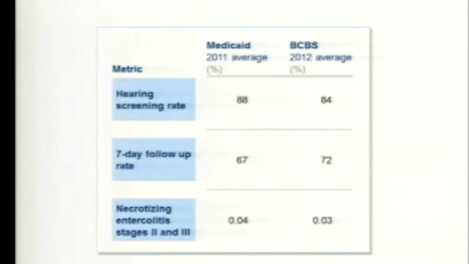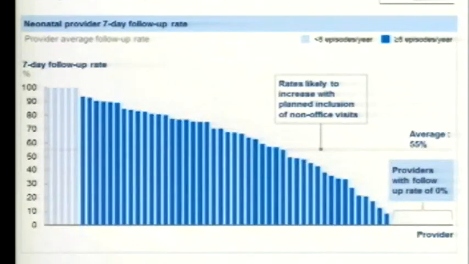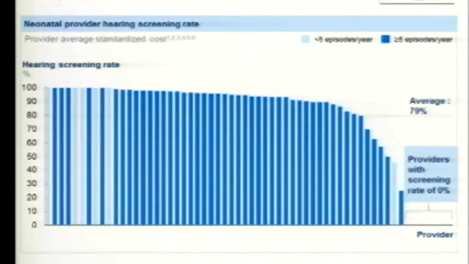Page 29, as Bill walked through, was the variation across facilities for the 7-day follow-up rate. And page 30 also has the variation across facilities for the hearing screening rate. You can see, as Bill mentioned, the majority of facilities here are 90% or above, thereabouts, on the hearing screening rate, with a smaller subset of providers that have a much lower rate.